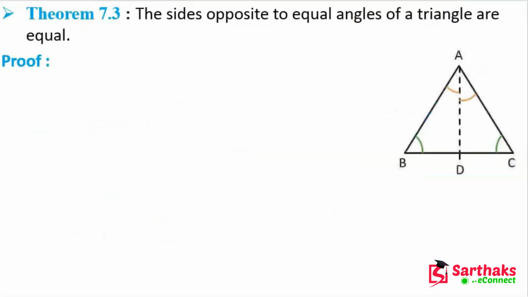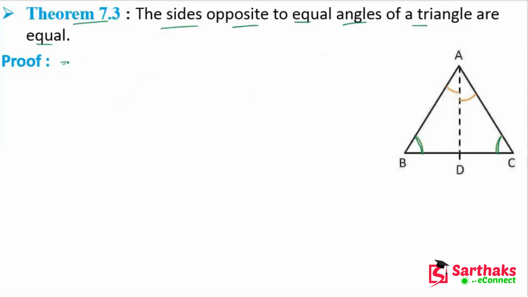Now let's see theorem 7.3. This theorem states that the sides opposite to equal angles of a triangle are equal. It means we have equal angles, angle B is equal to angle C, and the sides opposite these angles, AB and AC, are equal. So we have to prove AB is equal to AC in this case.